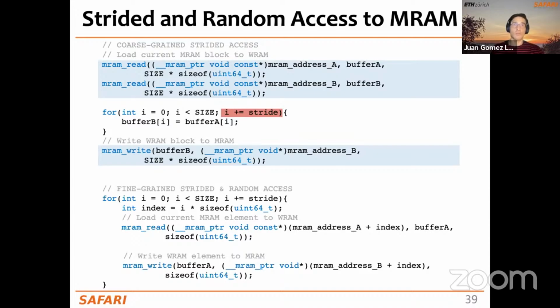In the case of the fine-grained strided, and also in the case of the random accesses, we don't perform the accesses inside WRAM. We simply go to MRAM to fetch the element that we need. That's the reason why, in both this MRAM read and MRAM write, we are only transferring a 64-bit unsigned int. It's just one single element of the input arrays.